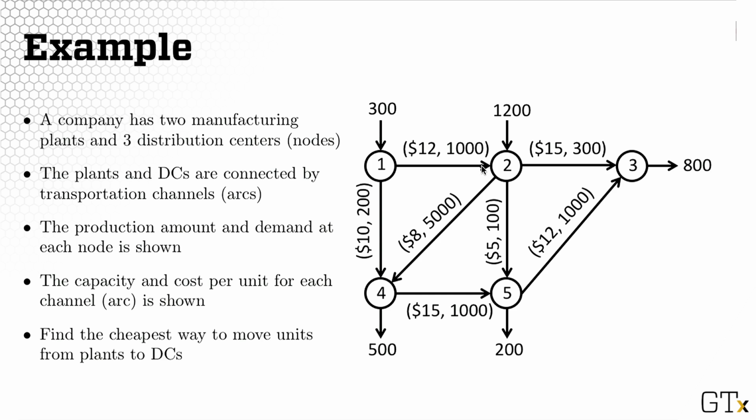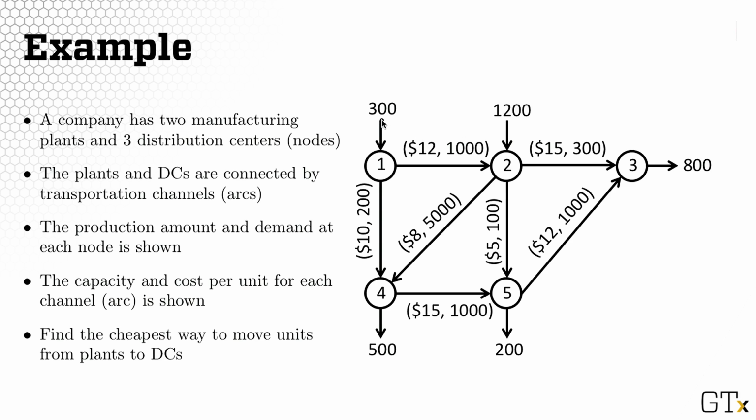And each transportation channel has two numbers associated with it. One of them is the cost per unit to transport one unit from node 1 to node 2. For example, in this example, this would be $12. And it also has a capacity on the maximum number of units that you can transport from one node to the other along this channel. So the goal for this optimization problem is to find out the cheapest way to move units from plants to the distribution centers.